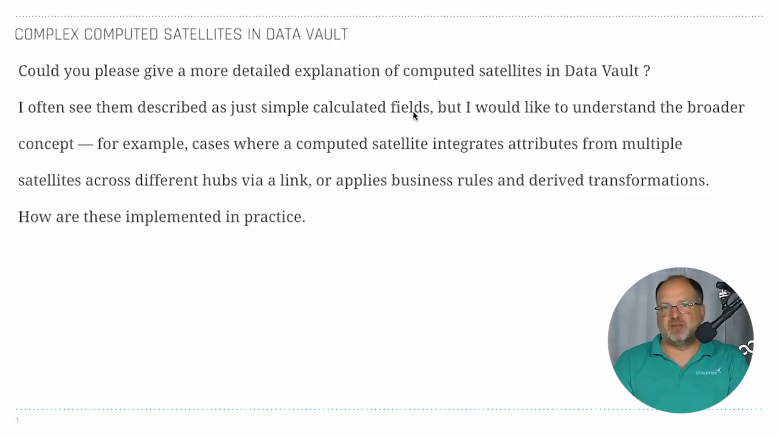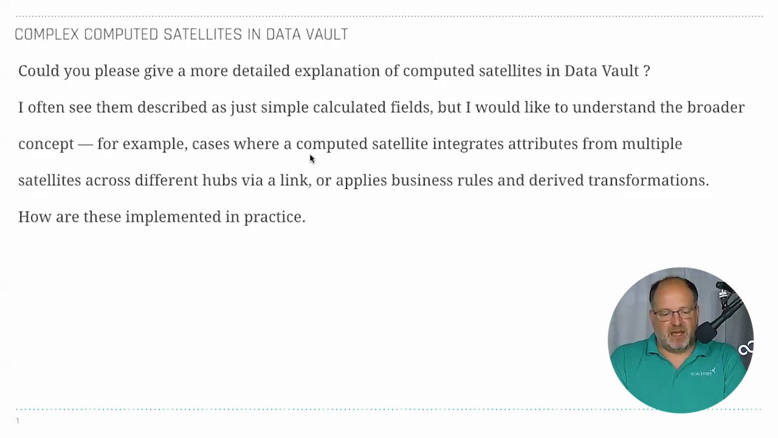So you have some raw Data Vault satellite, and you pick up, let's say, a first name concatenated with a space, concatenated with a last name, that kind of stuff, right? All the data for your formulation is coming from the same raw Data Vault satellite, and you just produce some calculated fields in a compute satellite. It's very simple stuff. And I agree, many examples are like this. But I would like to understand the broader concept.